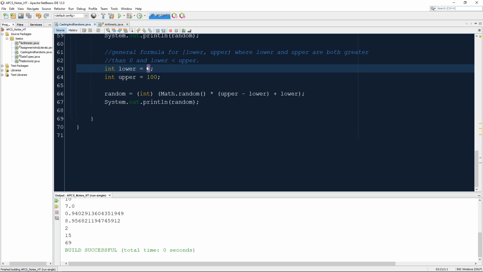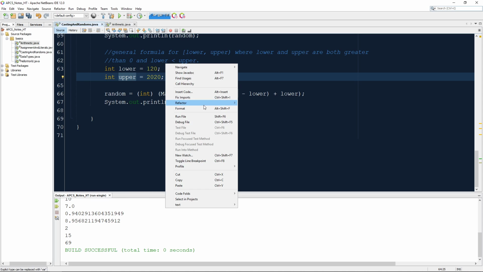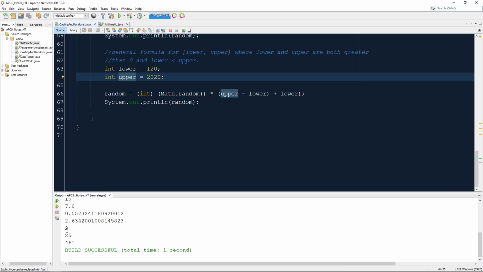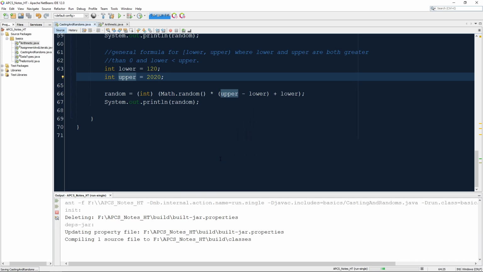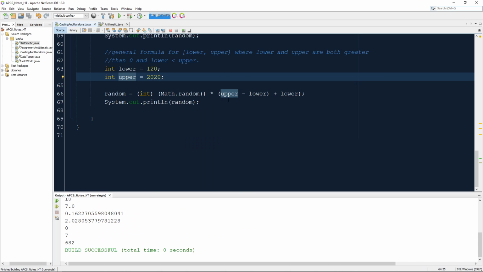And so let's try something bigger. Let's do something like from 120 to 2020. So a much larger range. And obviously the larger the range, the less likely we are to see duplicates, at least near each other. It's possible, but it's a lot less likely. And there it is. And we can see that we can get anything in that range. And so this is very convenient for positive to positive numbers.